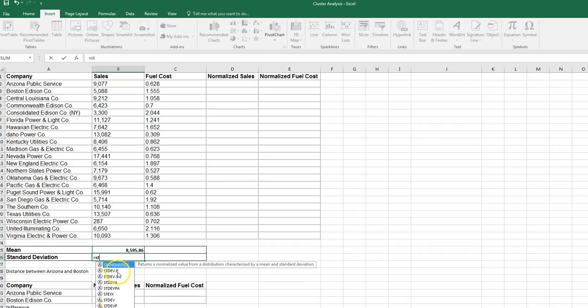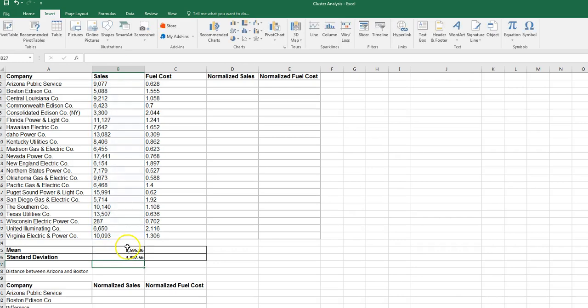Now when you try to calculate standard deviation in Excel, it's going to give you multiple functions that are available to calculate standard deviation. The P refers to population, the S refers to sample. So in our case, let's assume that this is the whole population that we're considering, not a small sample of the population. So we're going to use the standard deviation P to get the mean and standard deviation of sales. And similarly, when I drag this across, I'm calculating the mean and standard deviation of fuel cost.